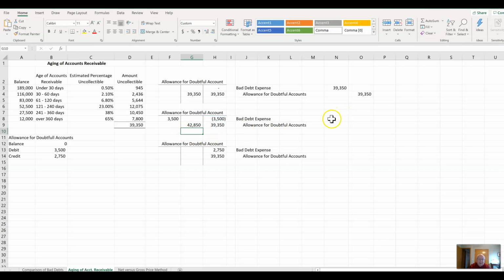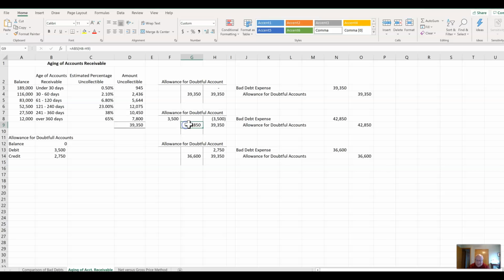So I need this one to be 42,850. Because you have to get the 3,500 to 0 first, and then add 39,350 to that. And then this one would be the difference between the two. This one minus this one, or 36,600. Sorry.